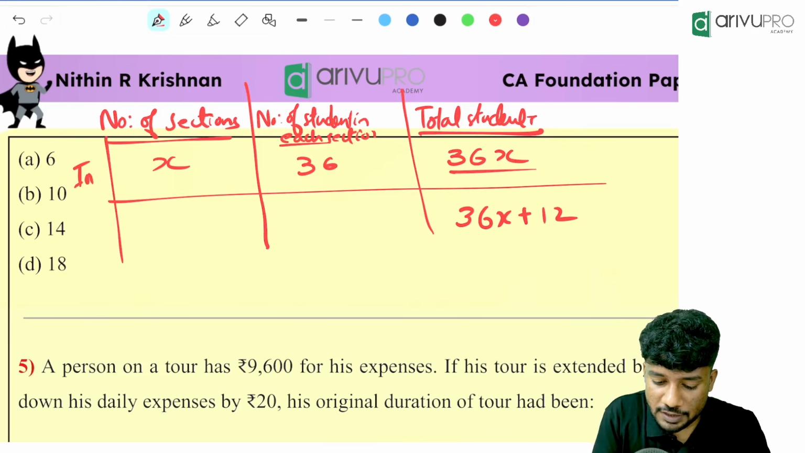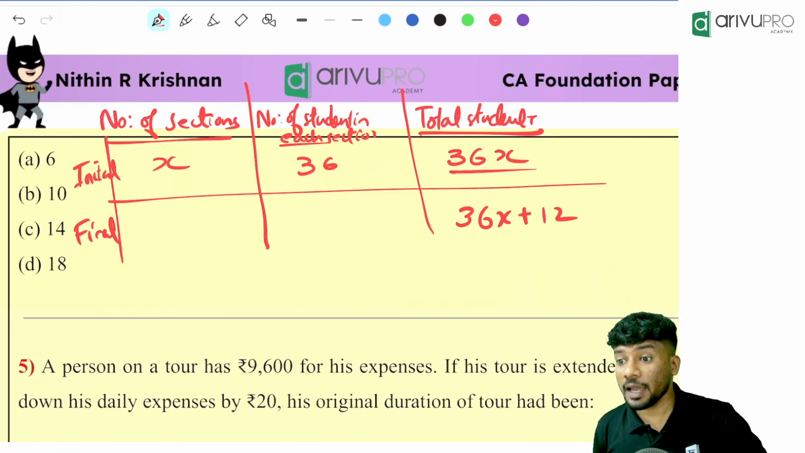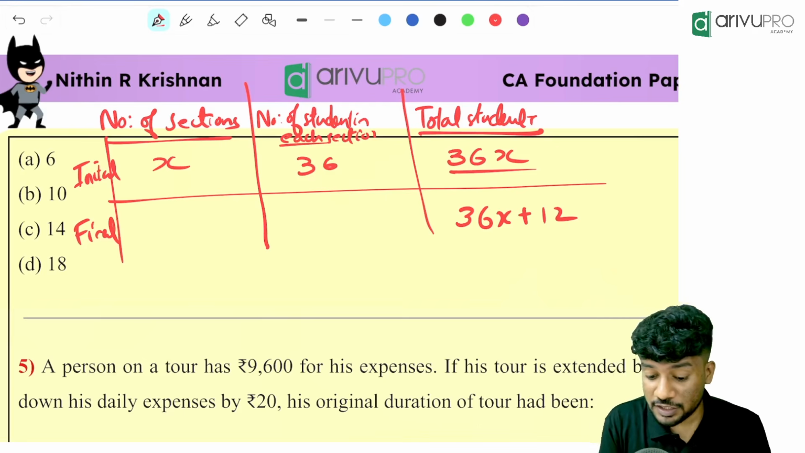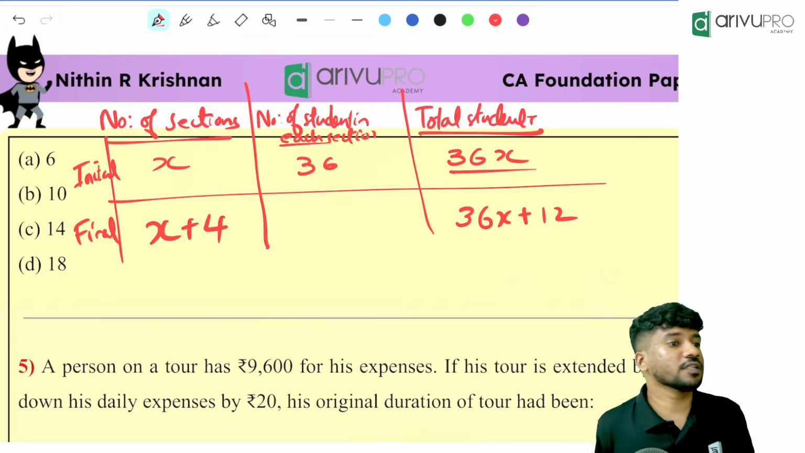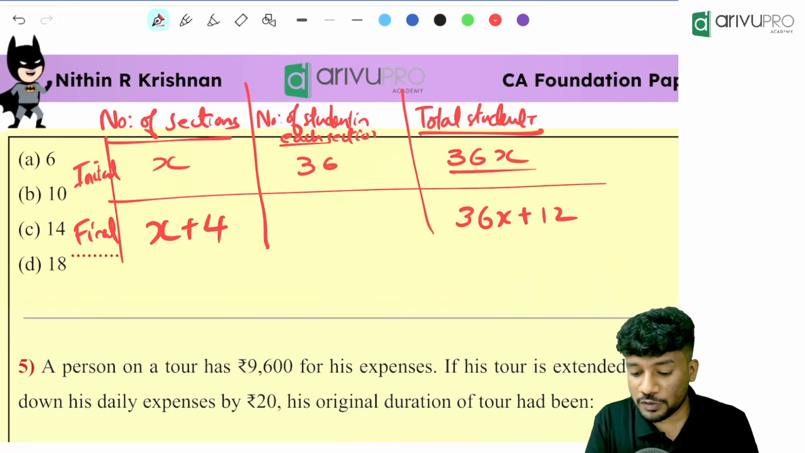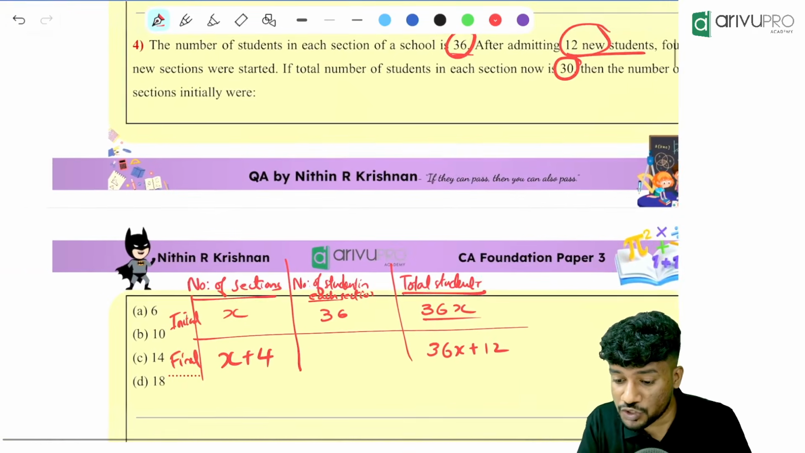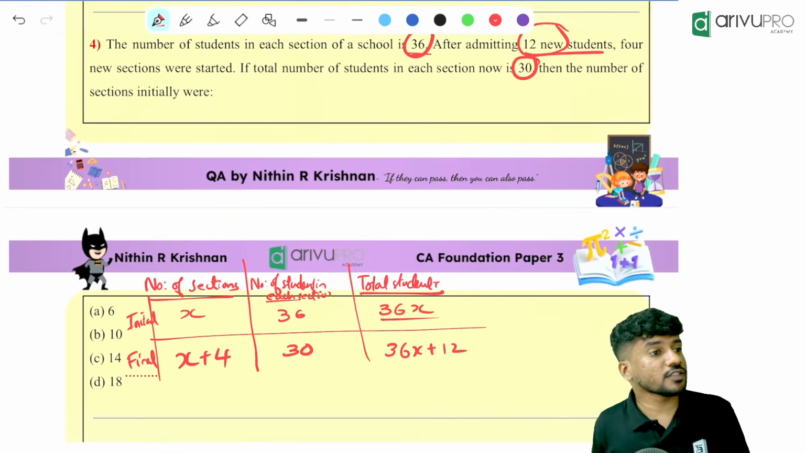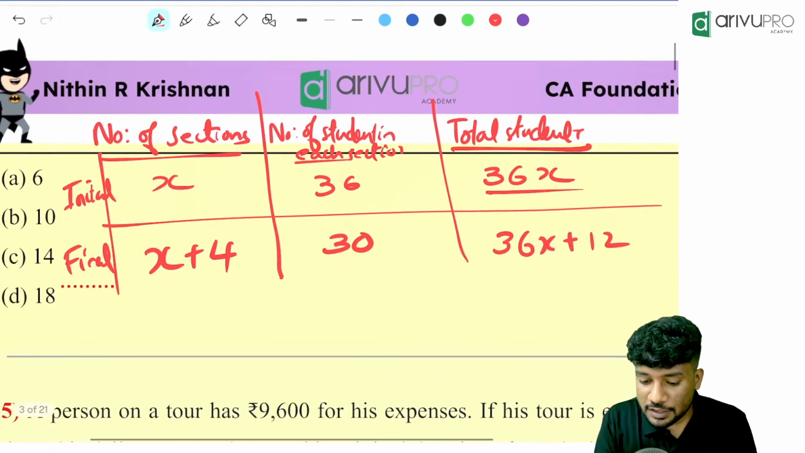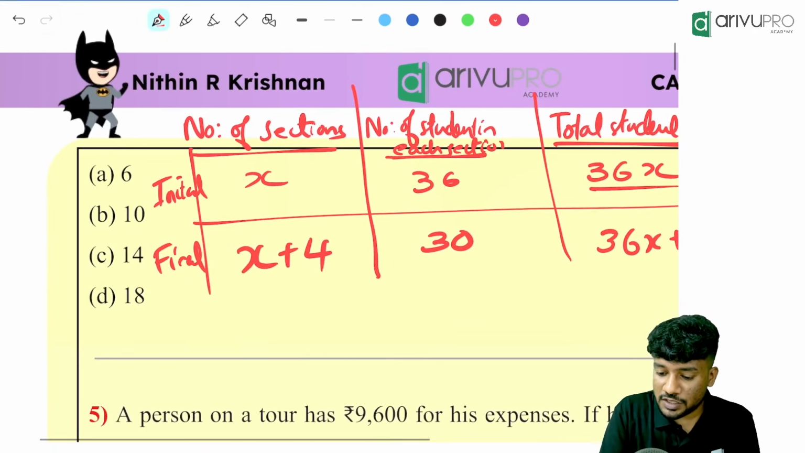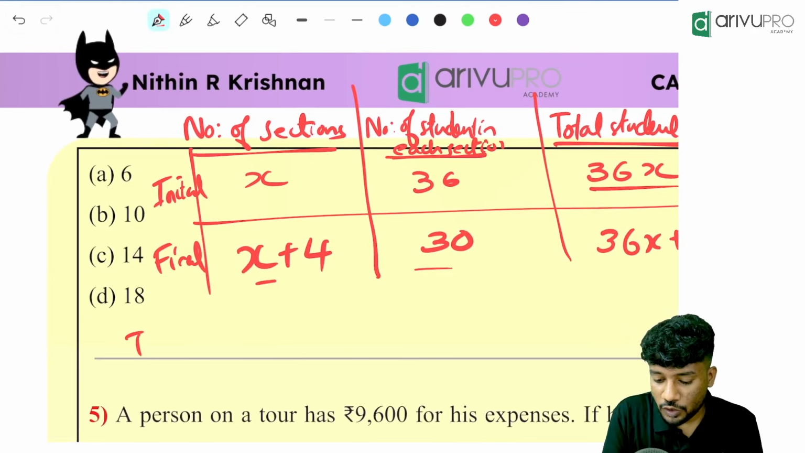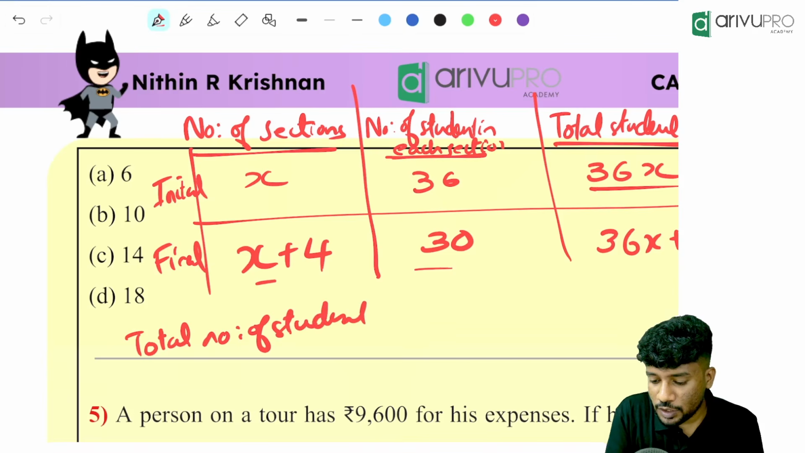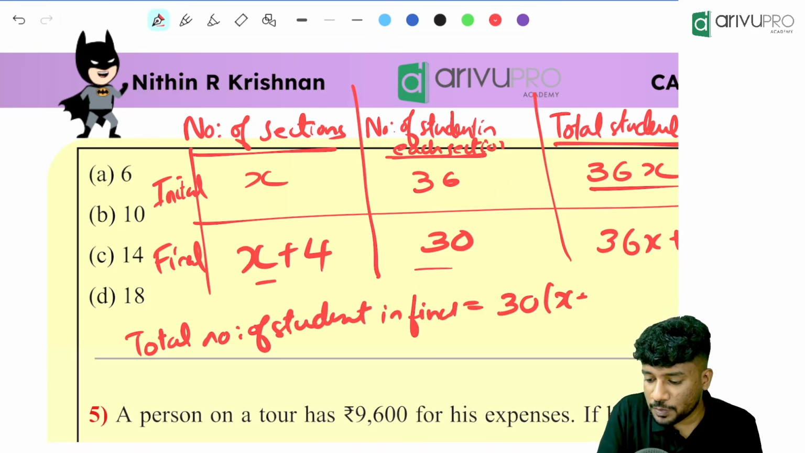So I can write it as initial, and I can write it as final. Then one more thing. When the 12 new students joined, the number of sections became X plus 4. Then the number of students in each section becomes 30, as per the question. Now, looking at the number of sections and the number of students in each section, the total number of students in the final stage is 30 into x plus 4.